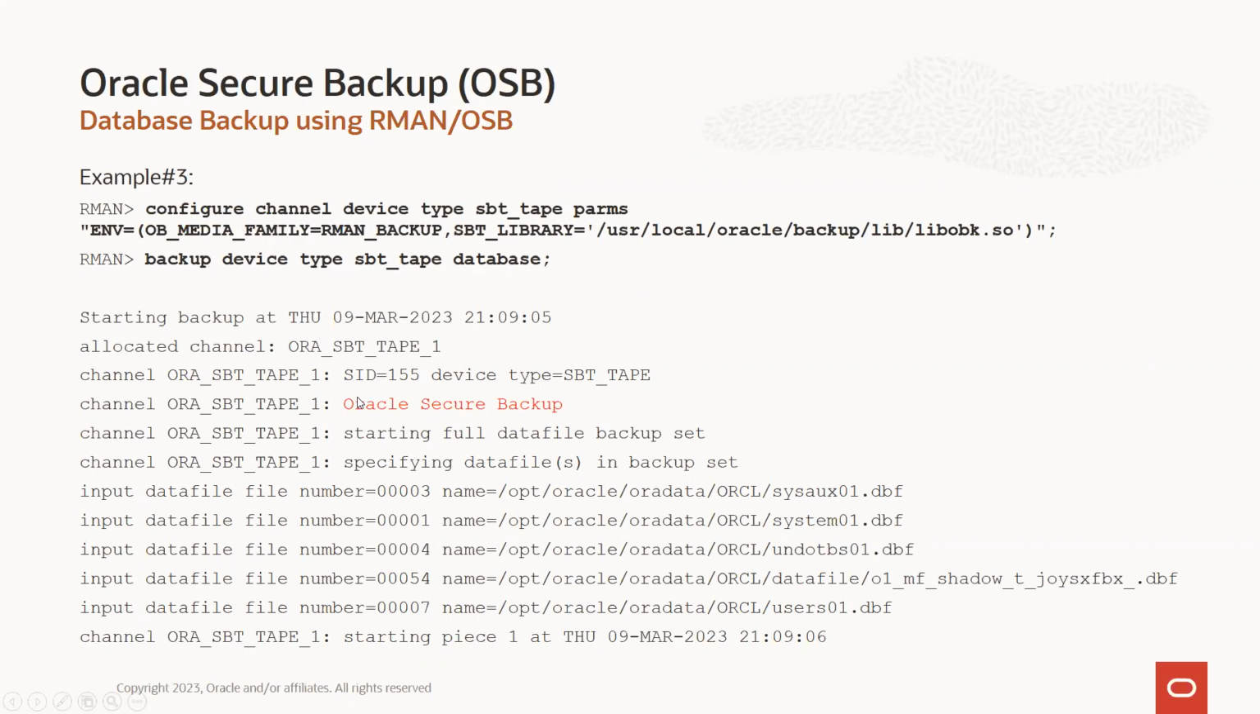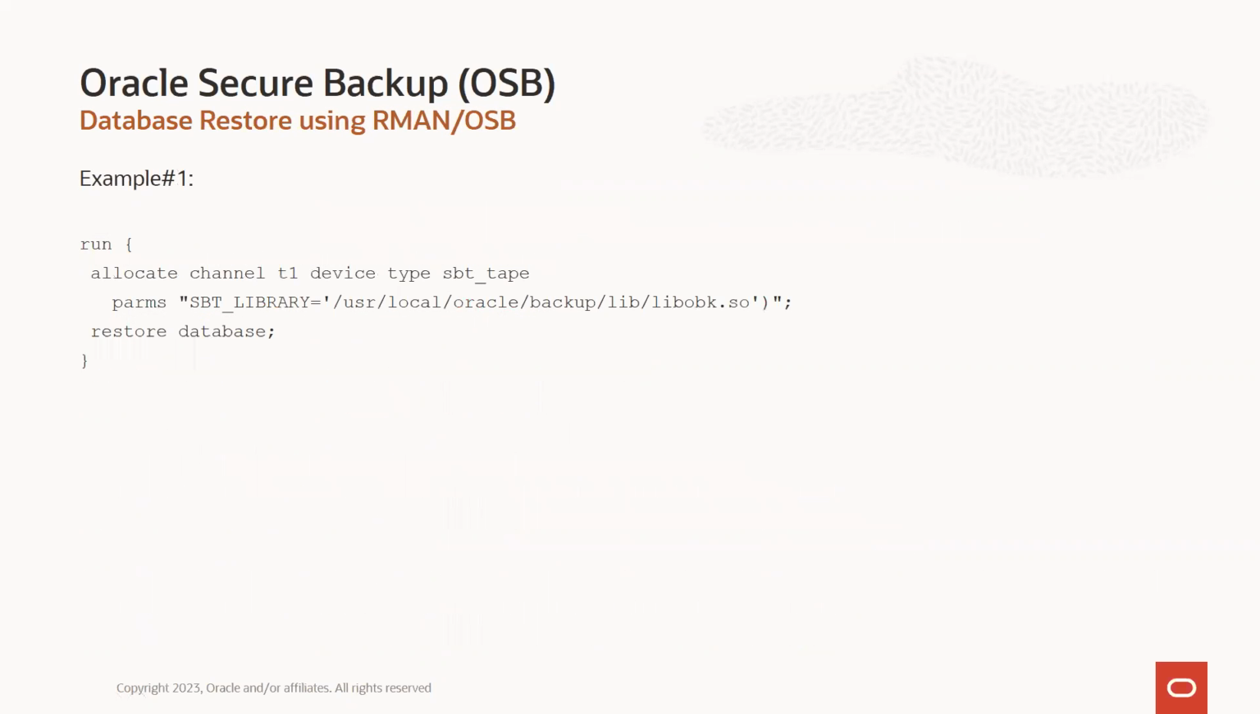So in this example, you can see that even though you just issued backup device type SBT, the library that is being used here is Oracle Secure Backup as shown here. So the following shows the RMAN restore script that will restore the database from the RMAN backup stored in the OSB tape library, because we are pointing the SBT library to the MML of your OSB as shown here.